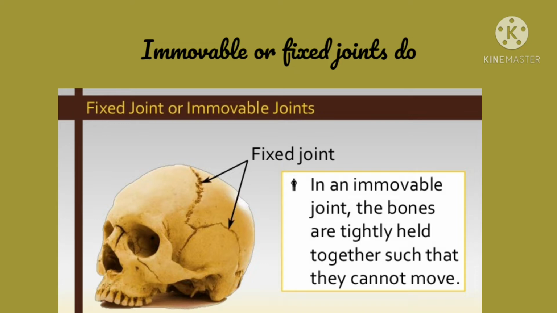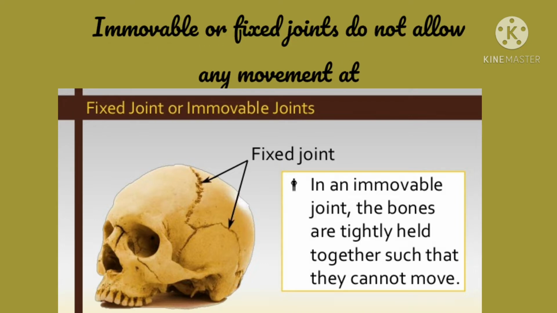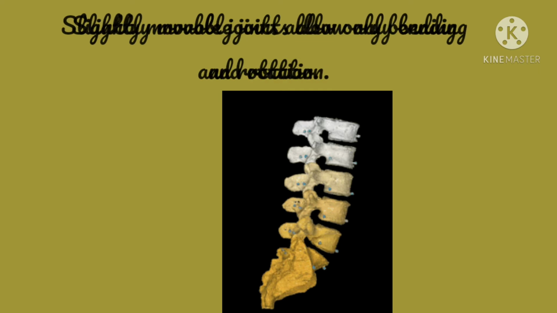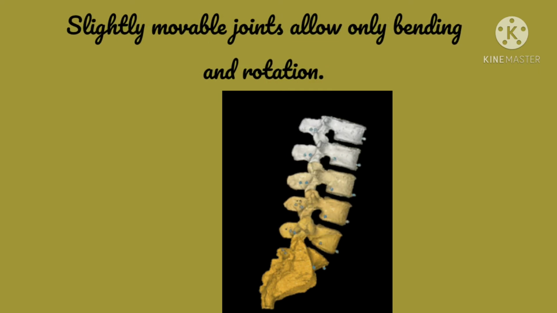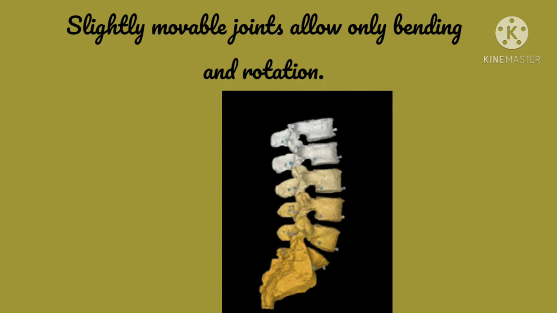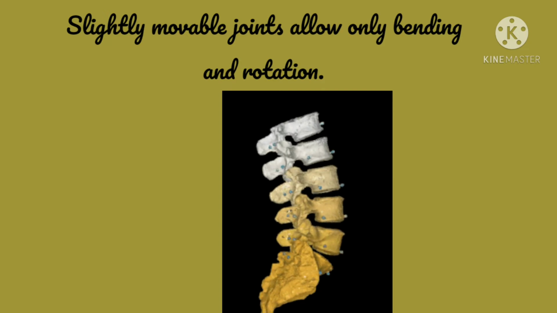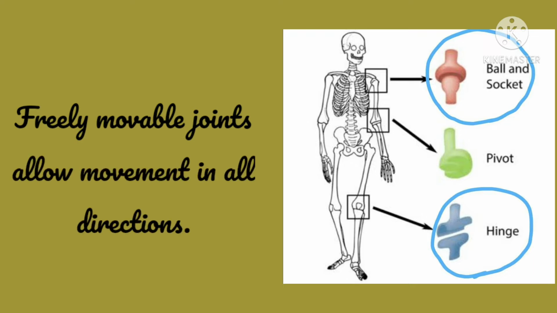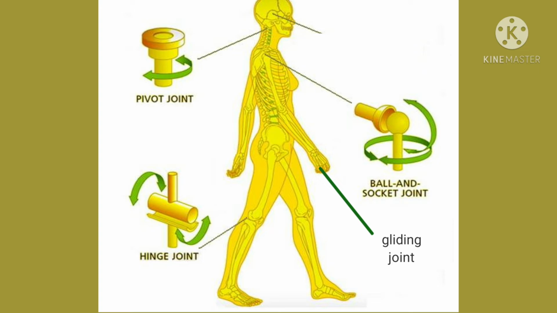Immovable or fixed joints do not allow any movement at all. These joints are present in the skull. Slightly movable joints allow only bending and rotation. The joints present between the vertebrae of the backbone are an example of slightly movable joints. Freely movable joints allow movement in all directions. These joints are of four types.